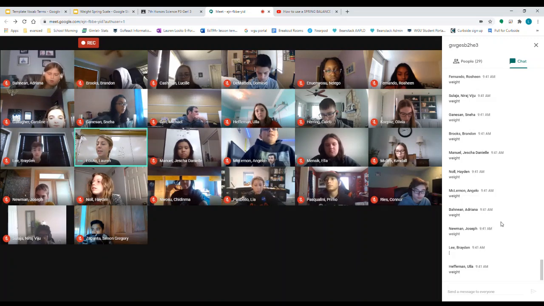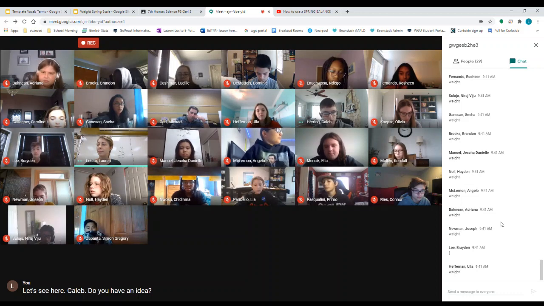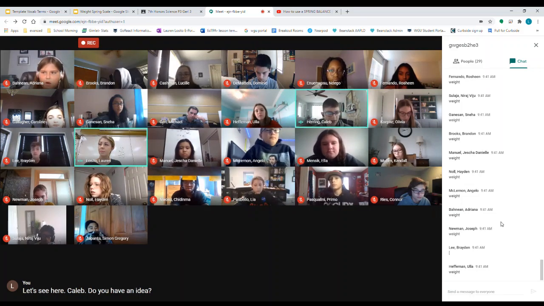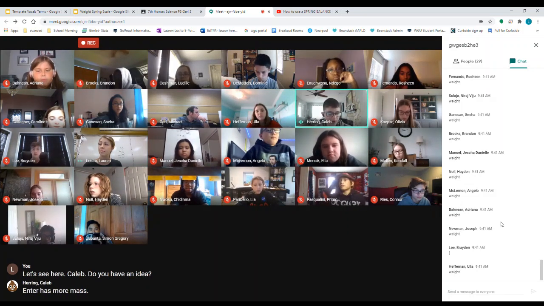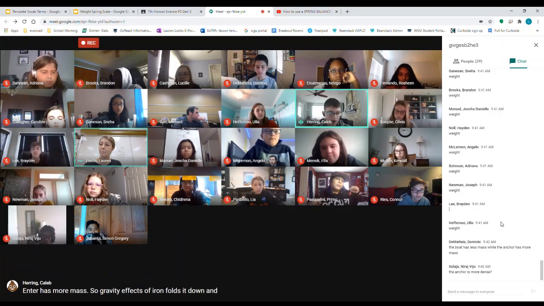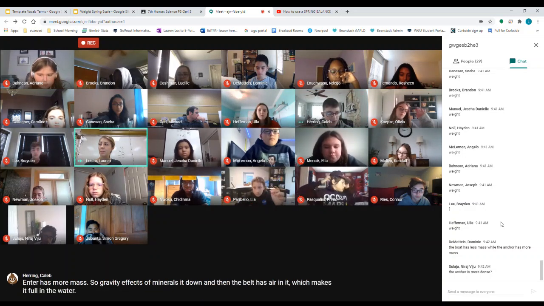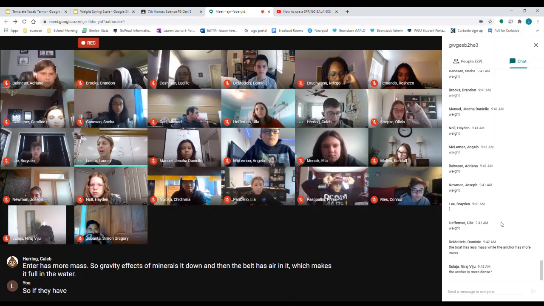Let's see here. Caleb, do you have an idea? The anchor has more mass, so gravity affects it more and it pulls it down. And then the boat has air in it, which makes it float in the water. So if they have the same mass, how does that change your example?